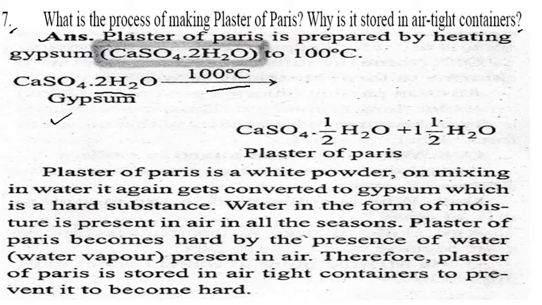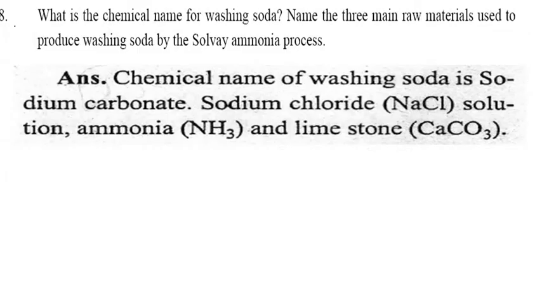The formula is CaSO4·½H2O, and here 1½ H2O is removed. So plaster of Paris is a white powder. On mixing with water, it again gets converted to gypsum, which is a hard substance. Water in the form of moisture is present in air. Because of this, plaster of Paris becomes hard by the presence of water vapor in air. Therefore, plaster of Paris is stored in airtight containers to prevent it from becoming hard. So those are the reasons you can write.